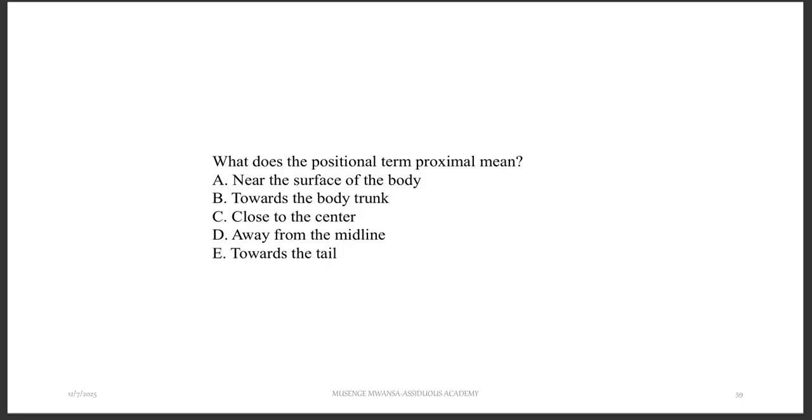Let's just help our friends that could have missed it. Near the surface of the body, that one is superficial. Superficial and deep is near the surface. But any body part that is near the trunk or near the beginning, remember the trunk, basically the chest and the abdomen, this part where the upper limb and the lower limb connect, any part that is near the trunk is called proximal. Close to the center is medial, away from the midline is lateral, towards the tail is caudal, isn't it?